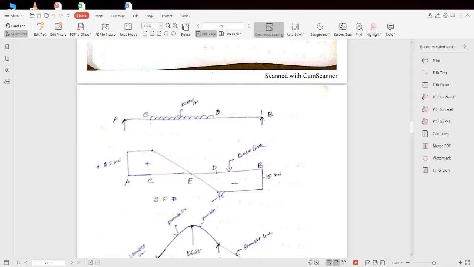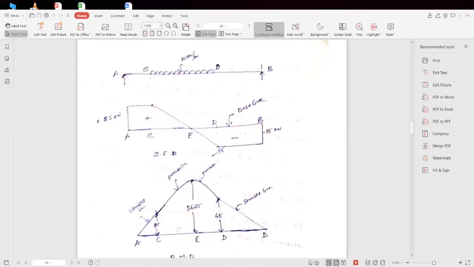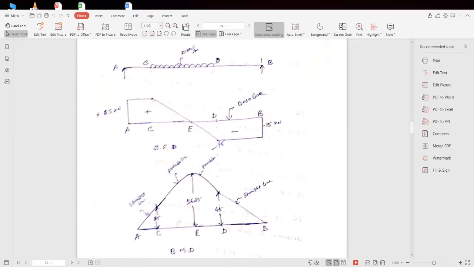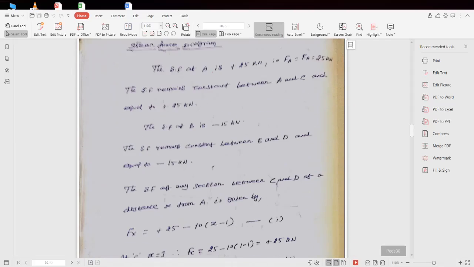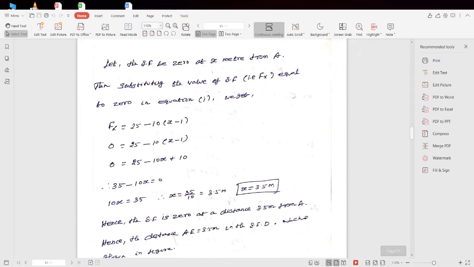Therefore, if we substitute that F of x equation equal to 0, we will get this x value from A, the distance to point E. So, where the shear force will be 0, there the bending moment will be maximum. Therefore, you need to find out at which distance the shear force will be 0. So, F of x will be equal to 0. If you substitute that F of x equation equal to 0, we will get the x value.